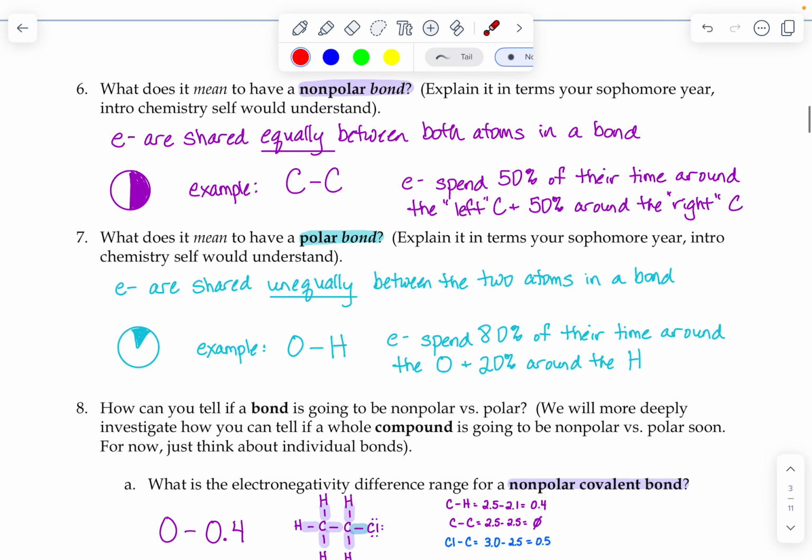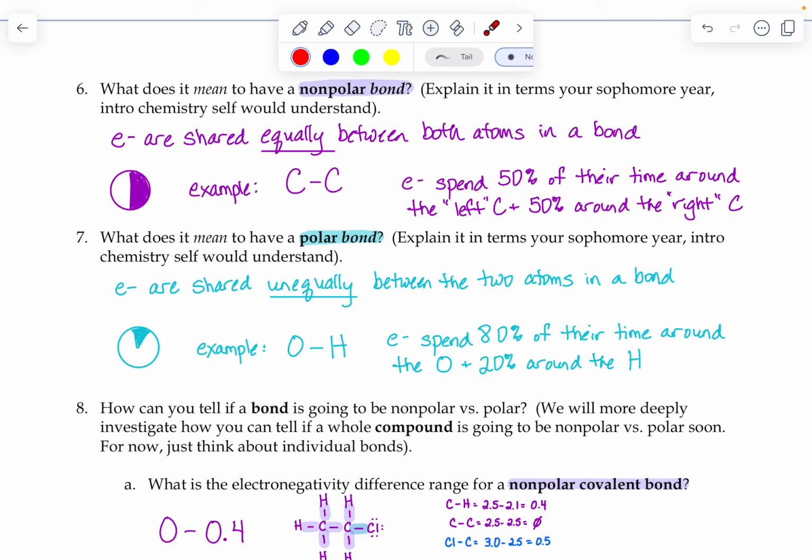For the polar and nonpolar bonds, nonpolar bonds are where electrons are shared equally between both atoms in a bond. I like to give the example of you and your friend going out for pizza. You eat half, they eat half. You're sharing the pizza equally. What that means in terms of bonding is that the electrons spend 50% of their time around the left carbon and 50% around the right, if you had a carbon bonded to another carbon.